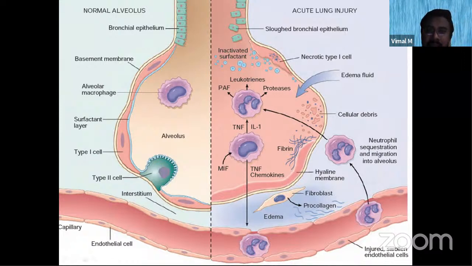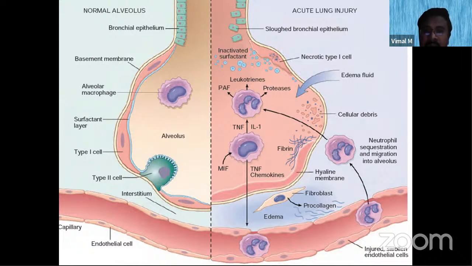The bronchial epithelium will be getting sloughed off, and the type 1 pneumocytes will be going in for necrosis. And you will be getting more edema fluid entering the lung parenchyma, in the alveoli. So you will be having that frothy fluid in the alveolar cavities. Because of the toxins, the epithelial cells will be going in for necrosis.